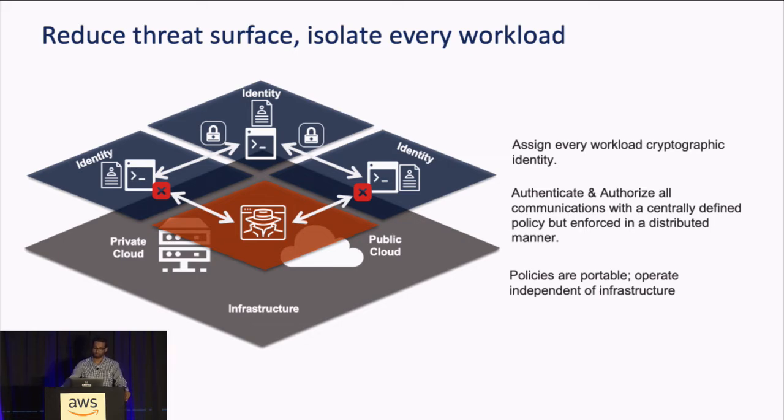We'll talk about what we mean by cryptographically signed identity. Identity is critical because next is authentication and authorization. All communications at the network and API layers are authenticated and authorized using a centrally defined policy and enforced in a distributed manner. So you have the ability to segment every single application component, no matter where it is, whether on-prem, in AWS, in your EKS cluster or in an ECS cluster. It doesn't really matter to us. The policies are portable and operate independent of the infrastructure in which you deploy the application. That's the fundamental of what we do at Aporeto.